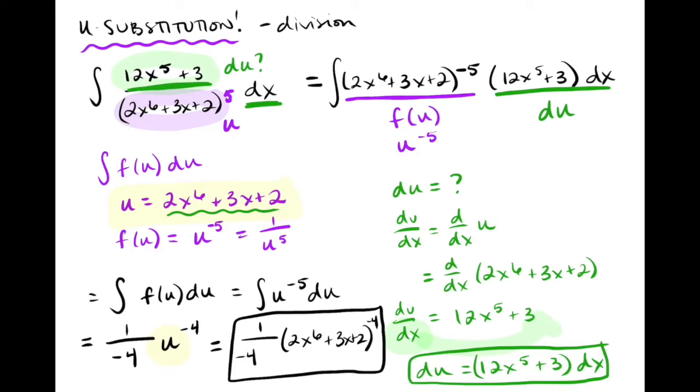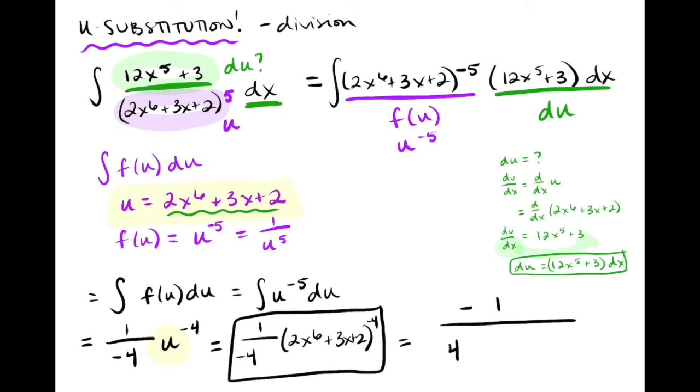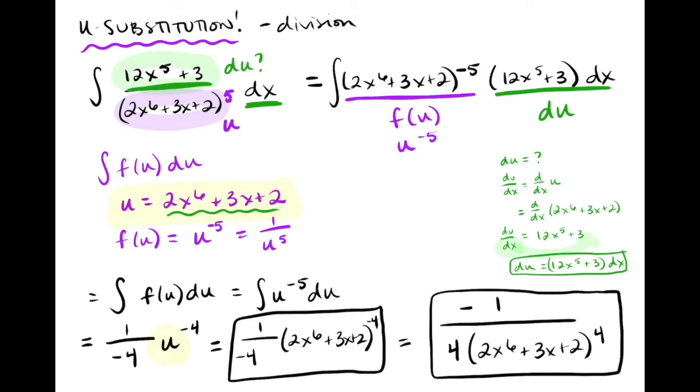Now, if I really wanted to, I could clean this up, so I'll show you what this looks like in a nice cleaned up fashion. Let's take all of our du stuff and move it out of the way for now. Because this is the minus 4 power, I can leave the 1 on the top and move the negative up there from the 4 on the bottom. So negative 1 over 4 times (2x to the 6th plus 3x plus 2) to the 4th. These two things are equivalent. They are exactly the same. One might look a little bit neater to you, but both are the right answer.